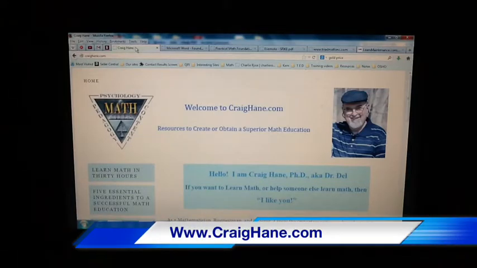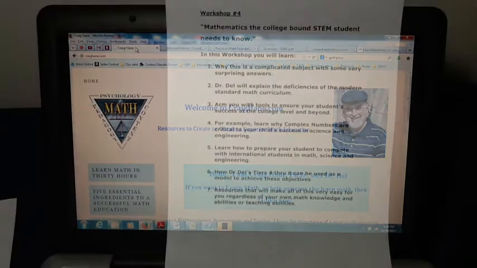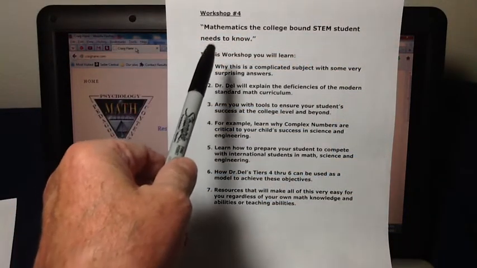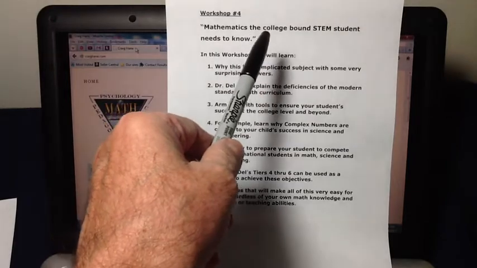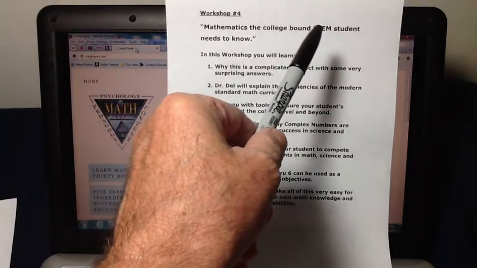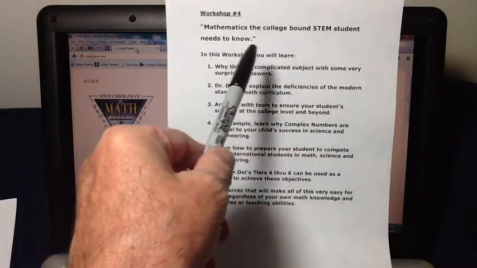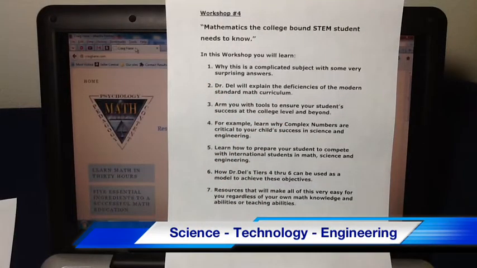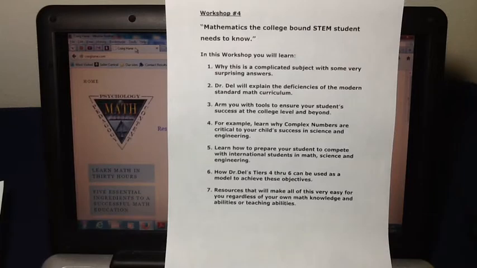And we're going to have now a discussion of workshop number 4. Now, workshop number 4 is designed to discuss mathematics that the college-bound STEM student needs to know. STEM stands for Science, Technology, Engineering, and Mathematics. This will really focus particularly on the first three: science, technology, and engineering. And I'll have a little bit more to say about the mathematics major in a moment.